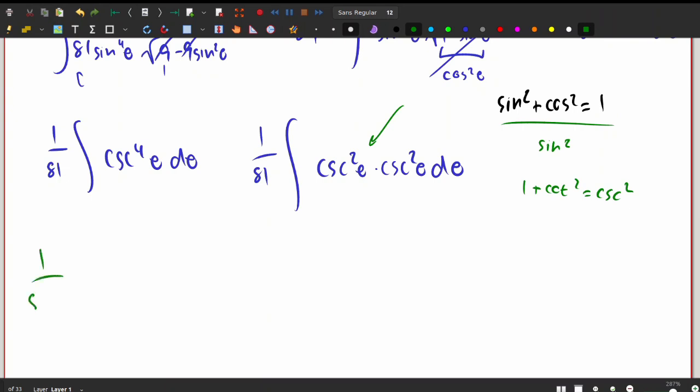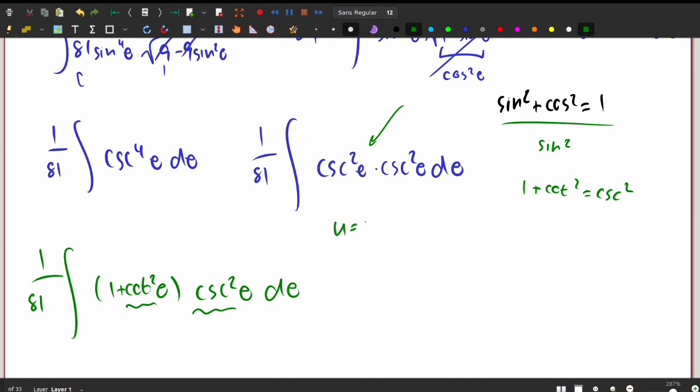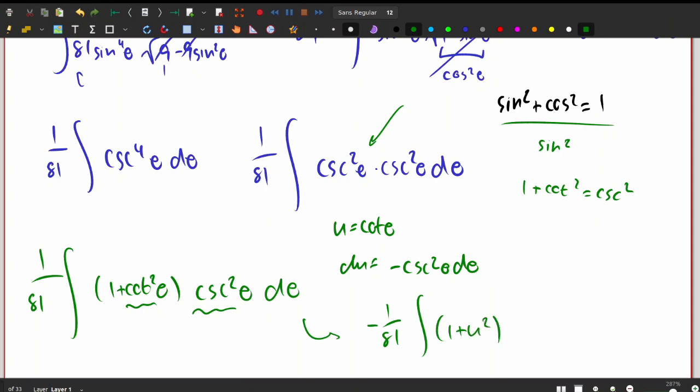Let's rewrite the integral. It becomes 1 divided by 81, the integral of 1 plus cot squared theta CSC squared theta d theta. Now this looks like we made it more confusing, but the important thing is that we have a cotan term and a CSC squared term. So we're going to actually use the substitution u is equal to cotan theta, and therefore du is equal to negative CSC squared theta d theta. Let's rewrite this. This is going to become negative 1 over 81 integral of 1 plus u squared du.